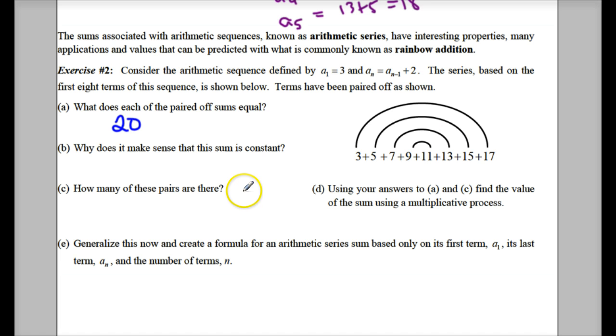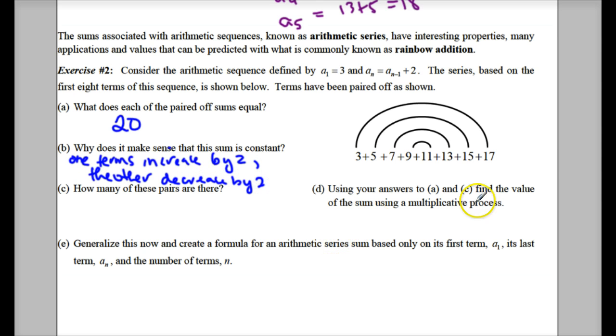Why does it make sense that the sum is constant? Because one term is increased by 2, and the other is decreased by 2. So you had it right here. One of these terms increases by 2, and the other decreases by 2. Okay, so if I'm going this way, I'm adding 2, come back this way, I'm subtracting 2.